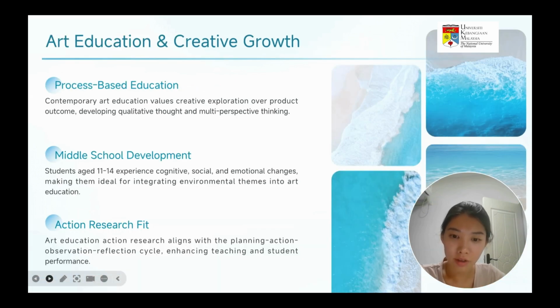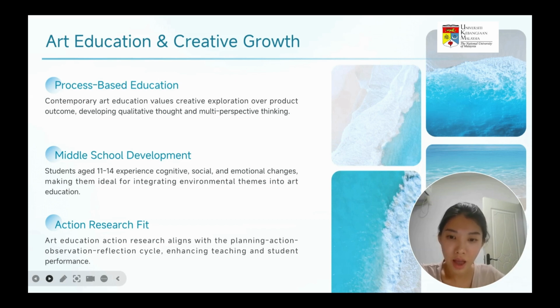We also considered 3 principles of art education and creative groups. 1. Process-based education. Modern art education values creative exploration more than the final products. It helps students develop critical thinking and multi-perspective thinking. 2. Middle school development. Students aged 11 to 14 and even grade 11 students go through cognitive, social, and emotional changes. This makes them ideal for learning environmental themes in art.